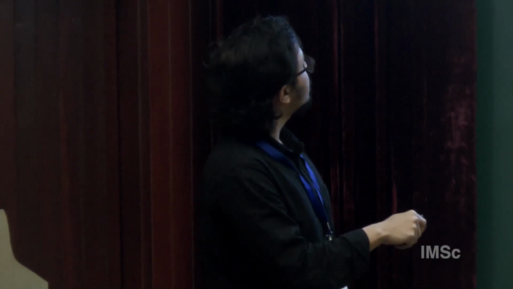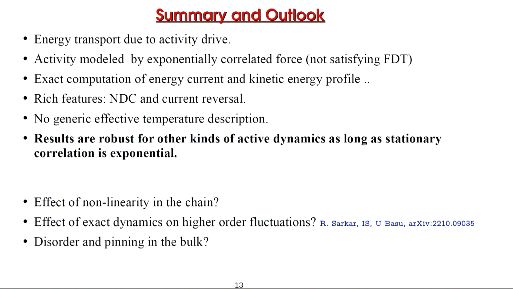But of course you would see the effect of the exact dynamics, and that is seen in the higher order fluctuations. We have calculated them in this paper which came out very recently. And we can further explore this by putting in all the studies that have been done in heat transport, like putting disorder and anharmonicity in the chain and so on. Yeah, so that's it.